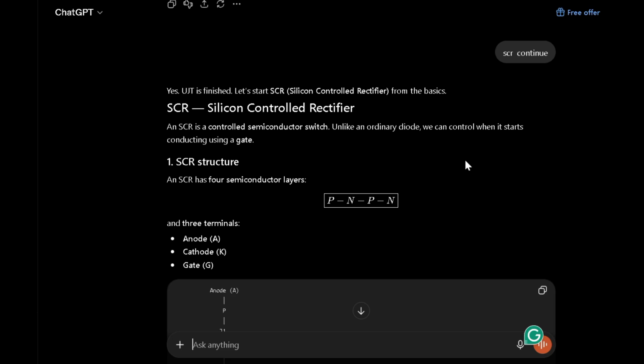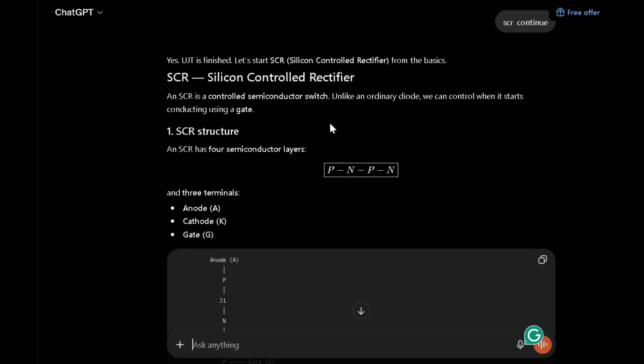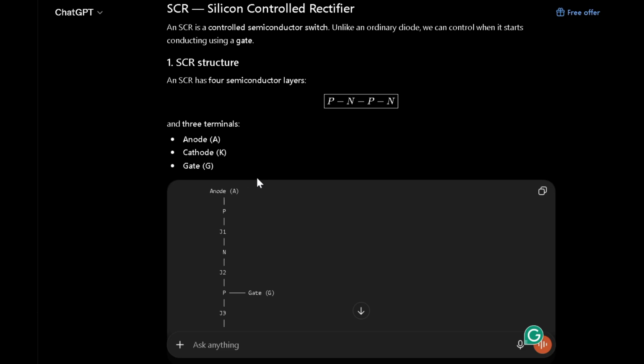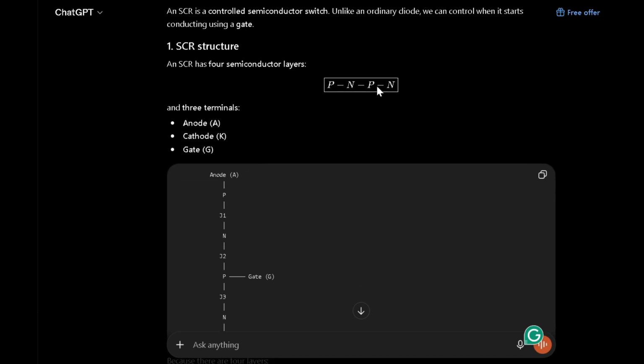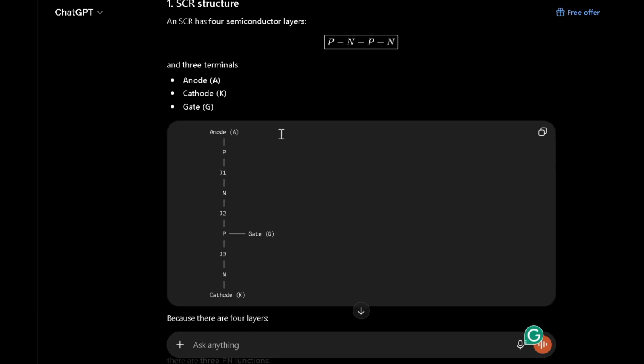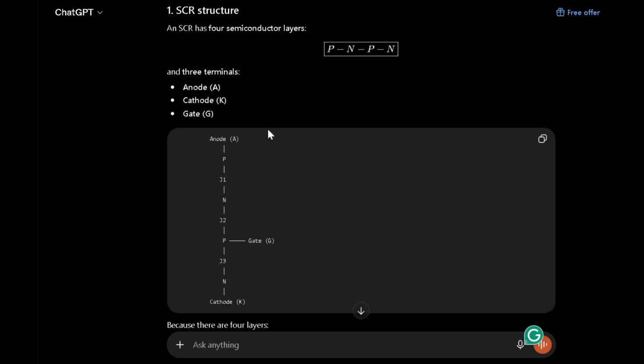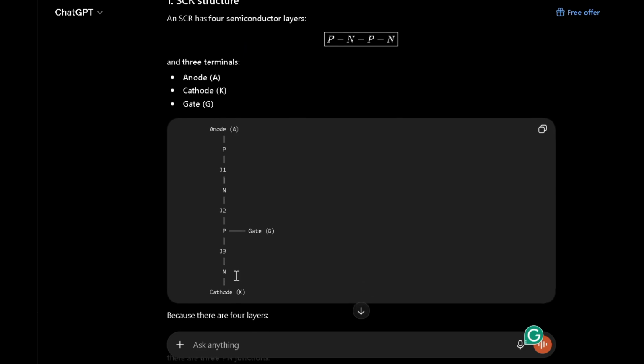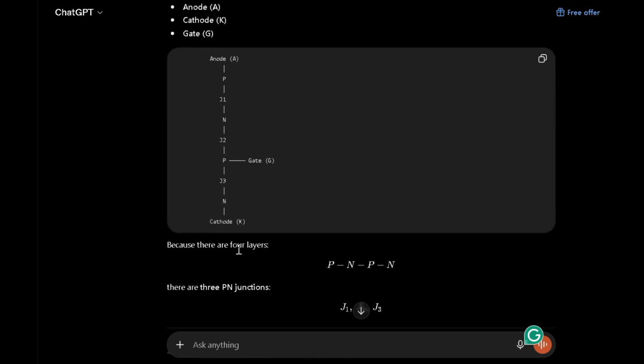It is also like the same PN and PN, but even if it is forward biased, it will not allow current until the P gets a signal to allow the forward bias. Anode, cathode, gate. The gate is connected to the second P.